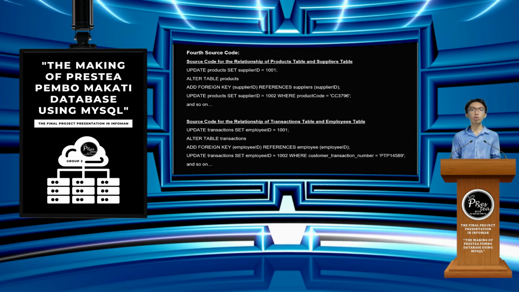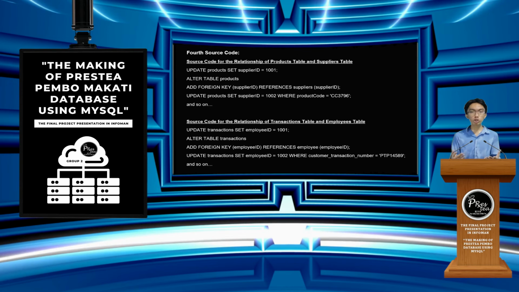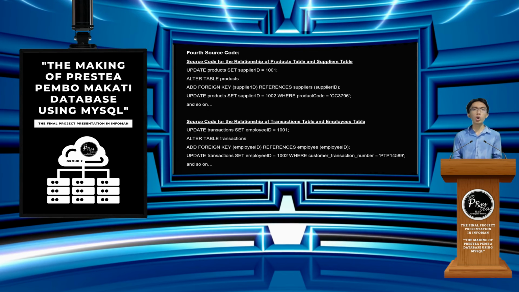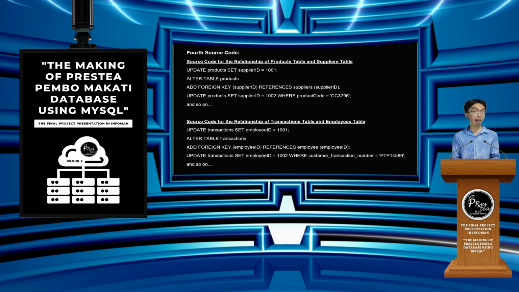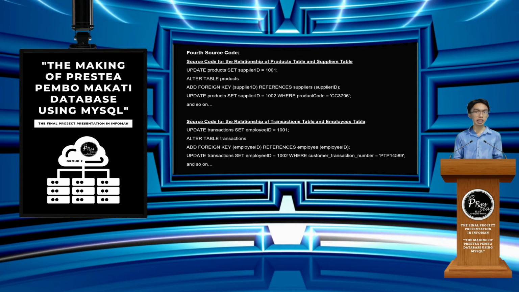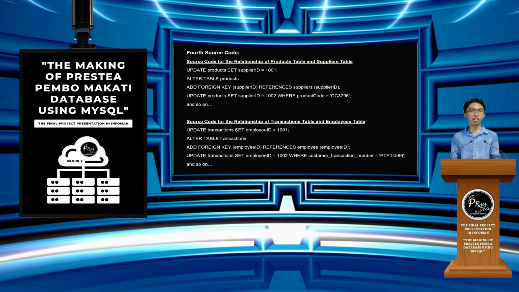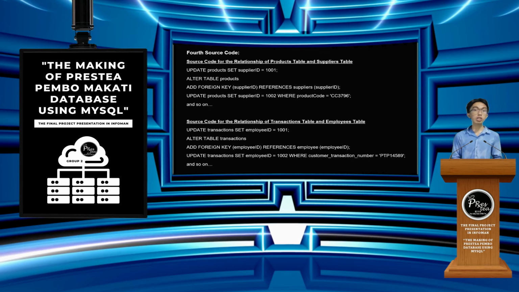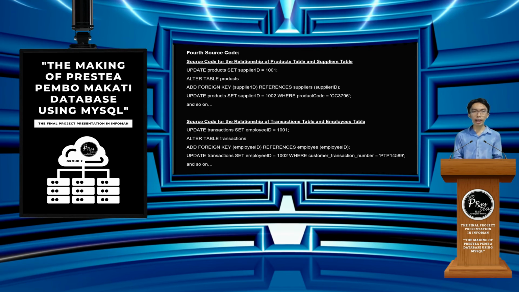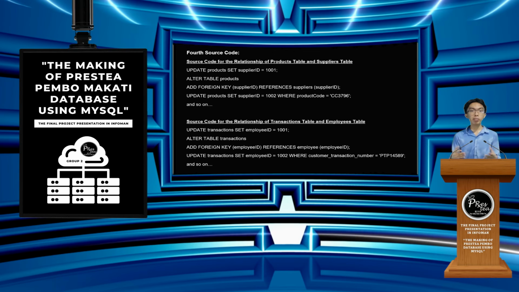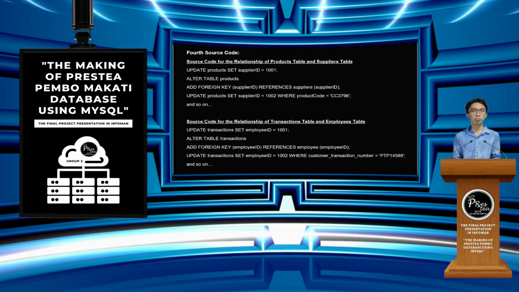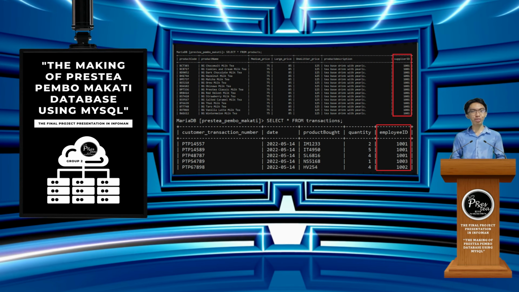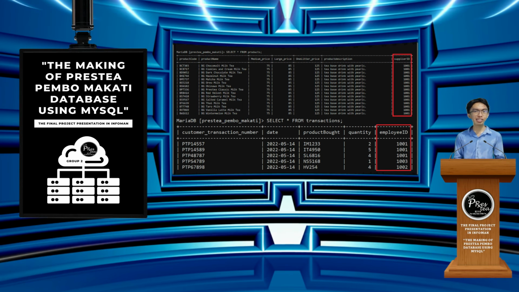It can be used to query and join data from two related tables. We use it in the relationship of the product name in the products table and the supplier name in the suppliers table. And its relationship is that suppliers can supply many products, and many products can be supplied by a supplier. This is the output of the join source code.